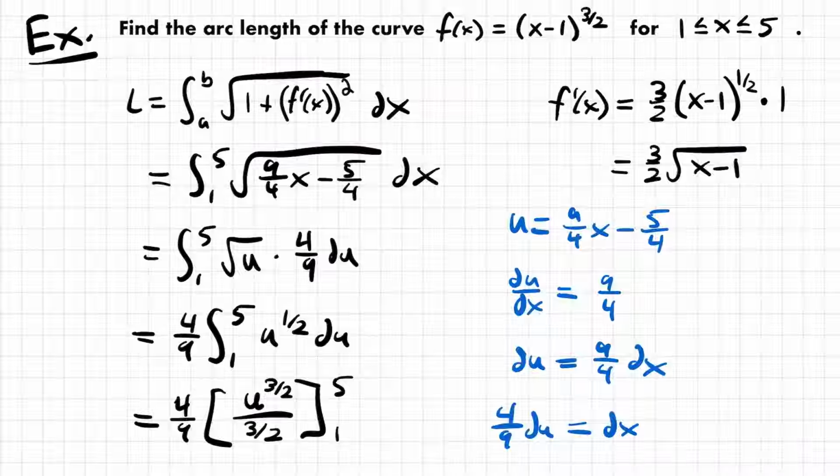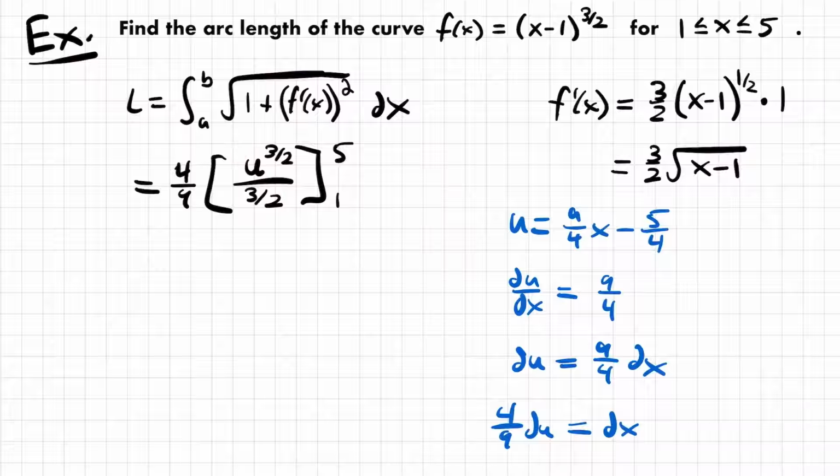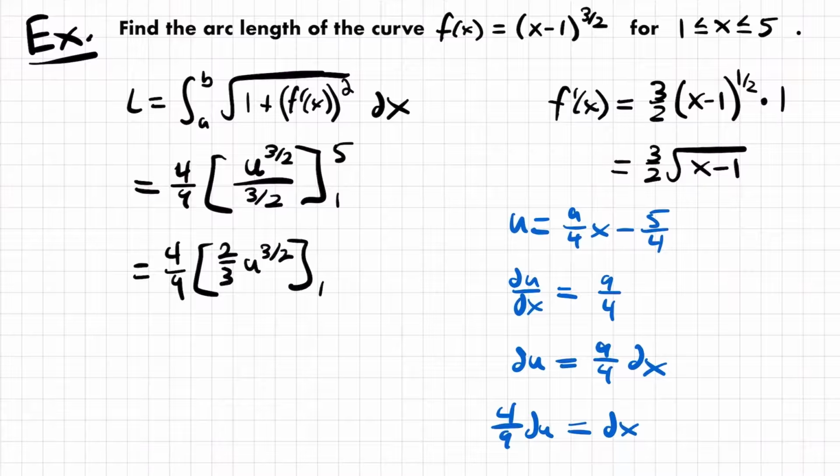And so now if I clean up my work, we can simplify this a little bit, and so note that dividing by a fraction is the same as multiplying by that fraction's reciprocal, and the reciprocal of 3/2, if we switch the numerator and the denominator, is 2/3, and so we'll have that this is equal to 4/9 times 2/3 times u to the 3/2 power evaluated from 1 to 5.